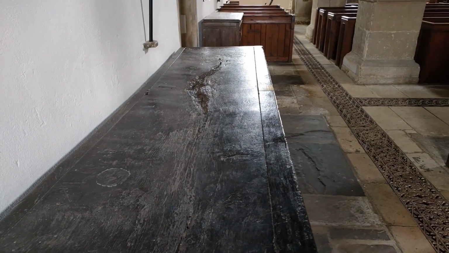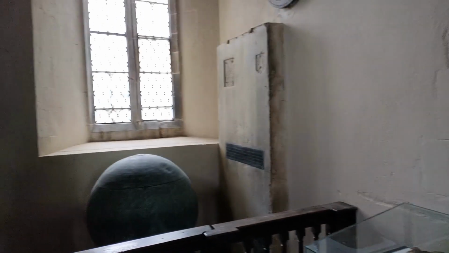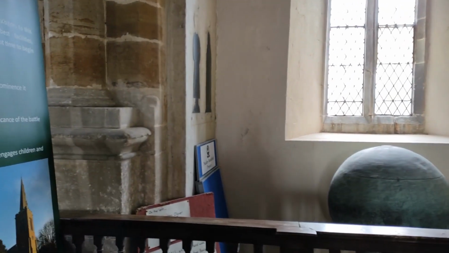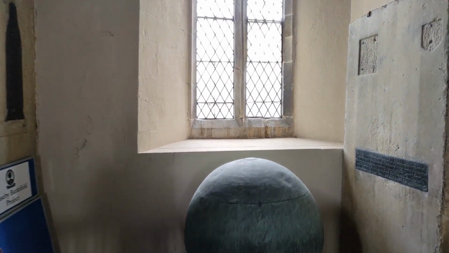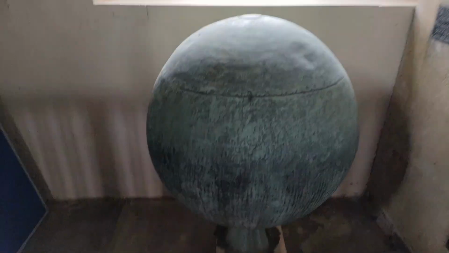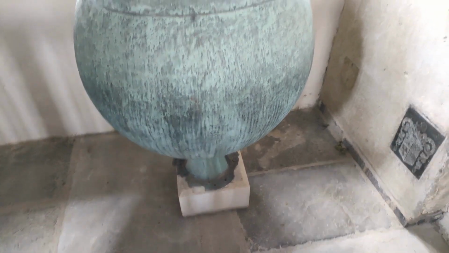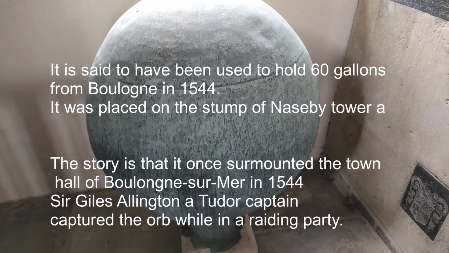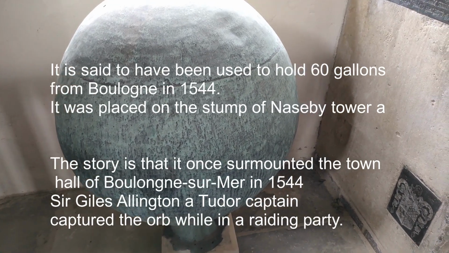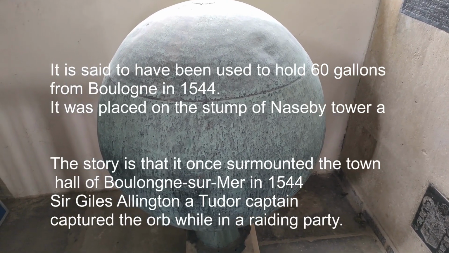That's fabulous. But there are some really other peculiar things. I must show you this strange copper ball here. This is the strangest thing I've ever seen in a church. And apparently, it is a fabulous looking thing. Apparently, this copper ball here was brought from Boulogne in 1544 and placed like what they call a stump.